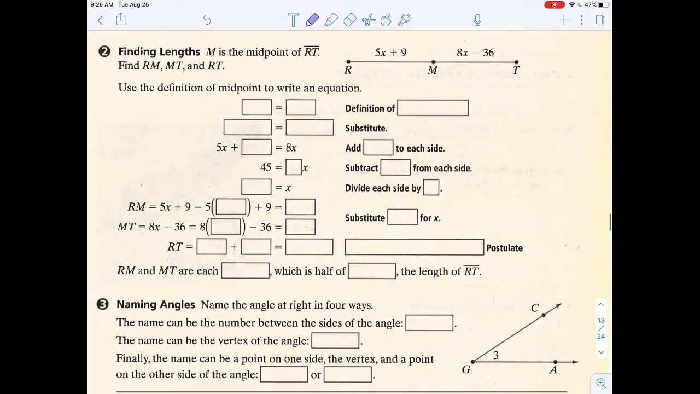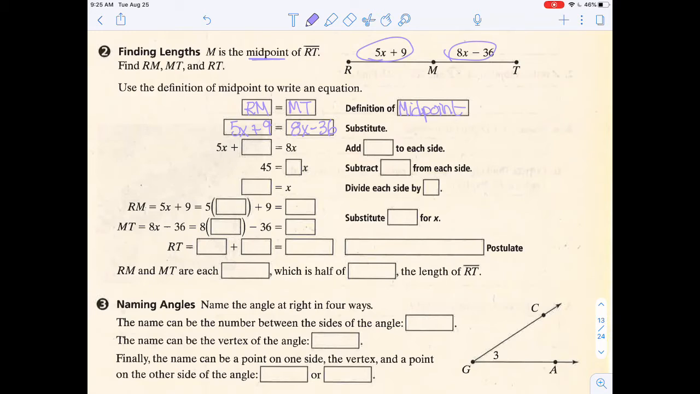All right, let's look at number 2, finding lengths. Okay, so we know that M is the midpoint of RT. So we know that from R to M has to be the same as from M to T. And that's because of the definition of midpoint. Okay, well, we also know RM is 5x plus 9, and MT is 8x minus 36. All right, and we just substituted in our two pieces.